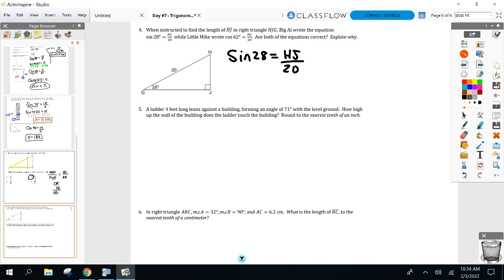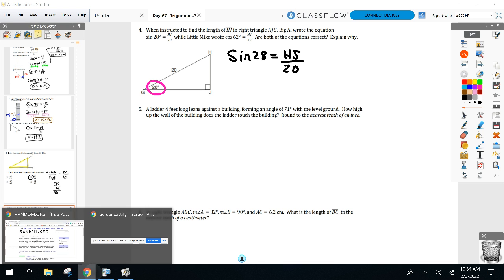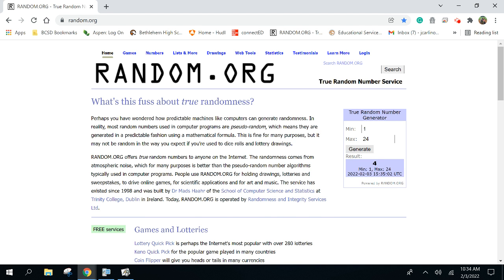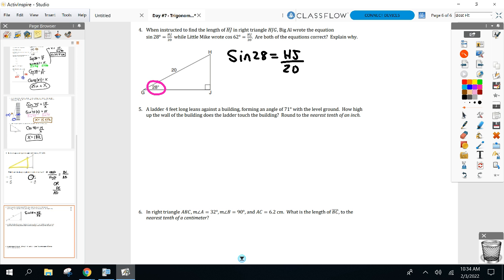I'm seeing some yeses and some nos. All right, well, look, ready? He's going from 28, and he's using sine. Remind me again what sine is equal to. Opposite and hypotenuse. Okay. What's opposite 28, guys? HJ, which is there. And what's the hypotenuse? 20. He's good. Big Al's fine. Great equation.